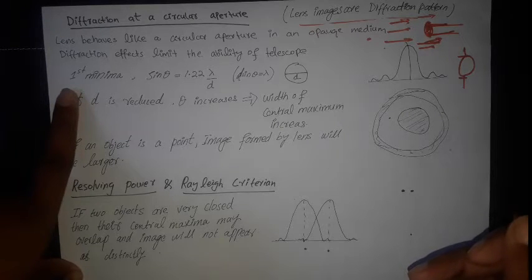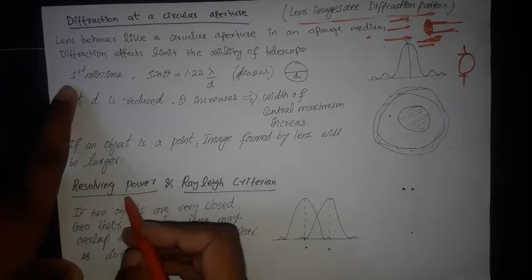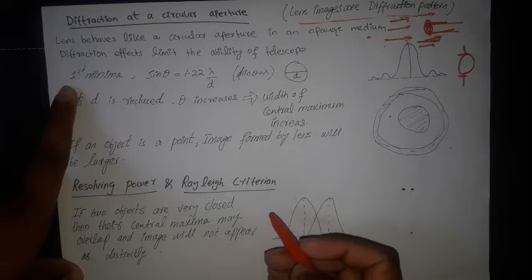In this video I am going to talk about the diffraction at a circular aperture, and using this model I am going to explain the resolving power and Rayleigh criterion.